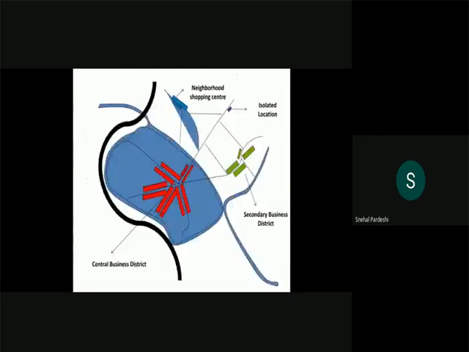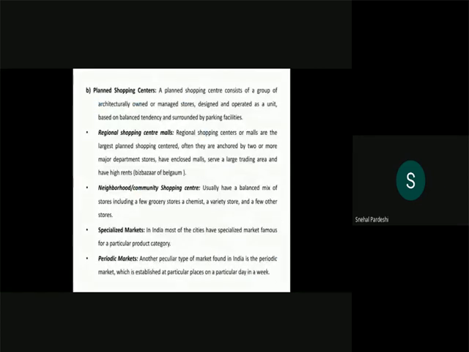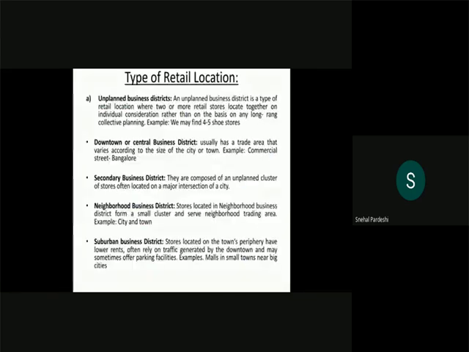This is the pictorial presentation that you have for your neighborhood, secondary business district or central business district. This is how the area is going to be covered, and the selection of the location. So now we have planned shopping centers. This is what we have discussed; the last slide was on unplanned business districts.